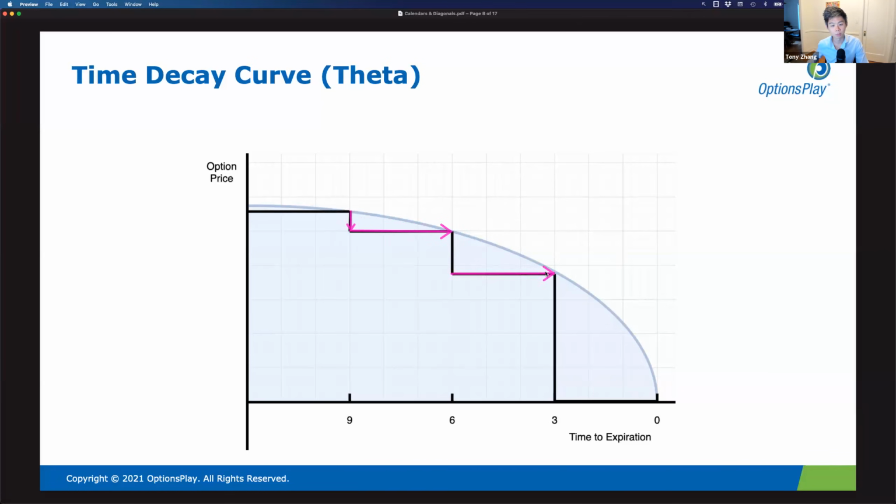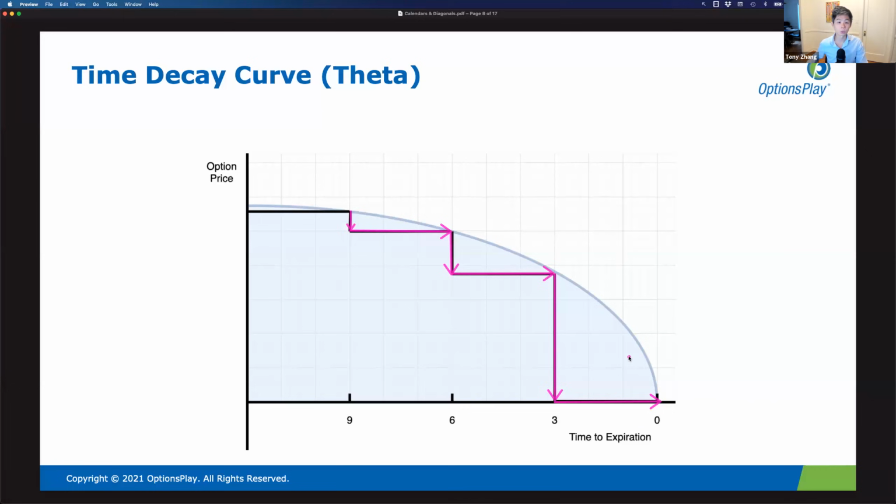From 6 months to 3 months, you have a larger amount of decay. And then from 3 months to 0 months, you have the most amount of decay. Now, this graph is not to scale, but it just gives you a sense for, depending on where on the time horizon you are with respect to your expirations, how much time decay you incur on the option that you hold.